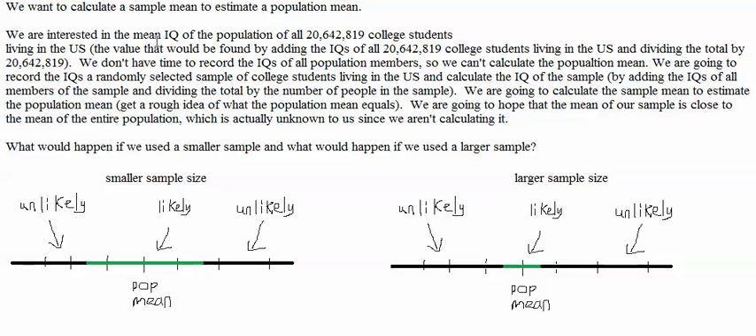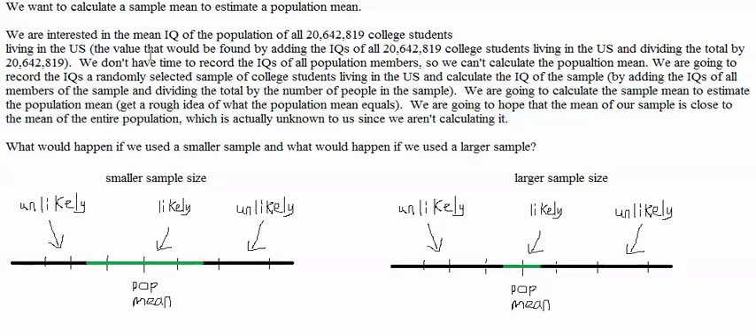In this example right here, let's say that we're interested in what the mean IQ of the US college student population equals. What that means is that we're interested in what number we would get if we actually recorded the IQs of all of these people right here and then added them all up and then divided the total by this number that you see right here. In other words, we're just interested in what the unknown population mean equals.